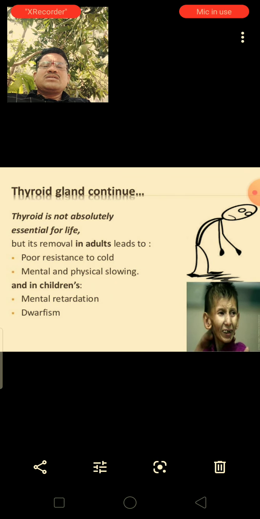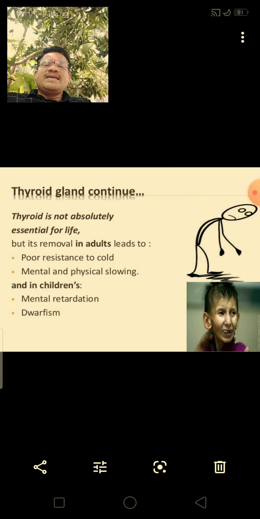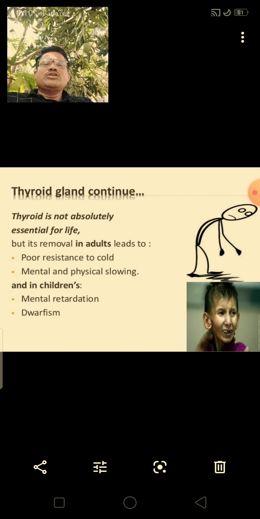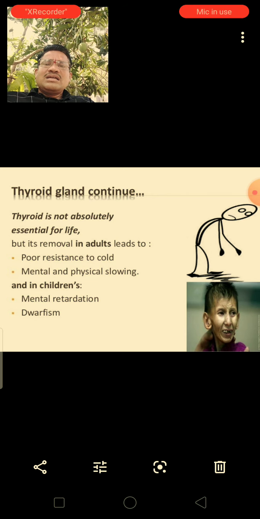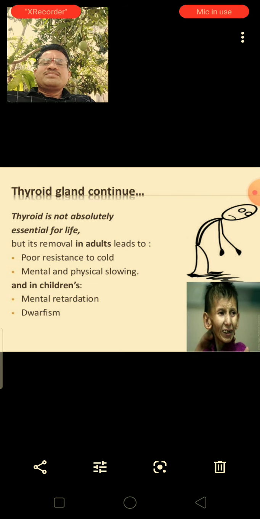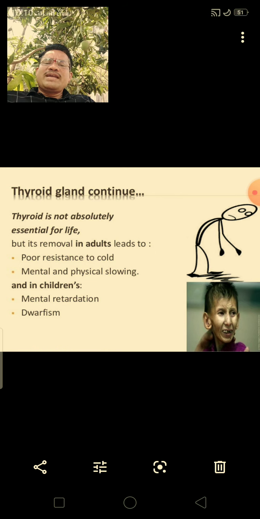Next, the thyroid is not absolutely essential for life. That means it is not needed by human beings, but its removal in adults leads to poor resistance to cold, mental and physical slowing, and in children, mental retardation and dwarfism. Dwarfism means very short body.